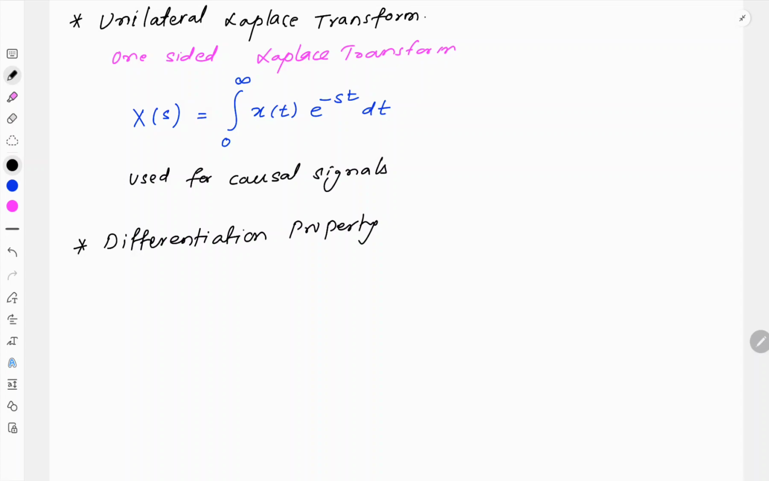If we have d by dt of x of t, then its Laplace transform is denoted as s into X of s minus small x of 0 minus, where this x of 0 minus is called the initial condition.